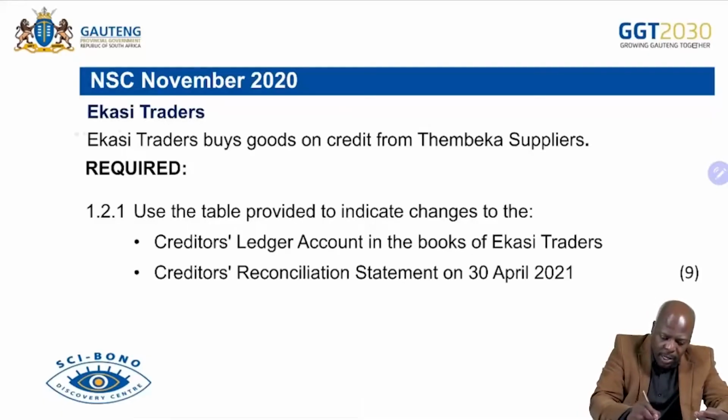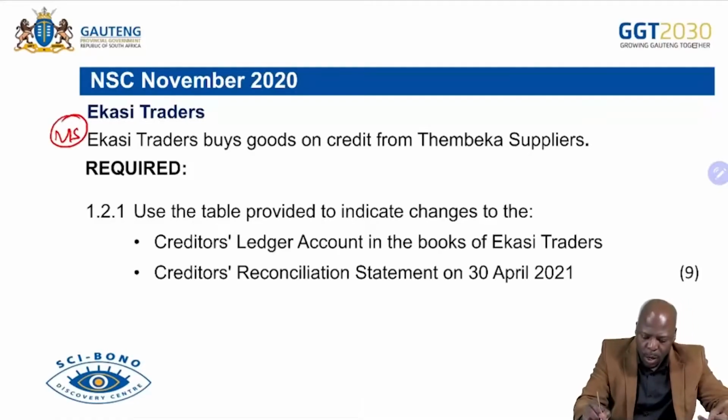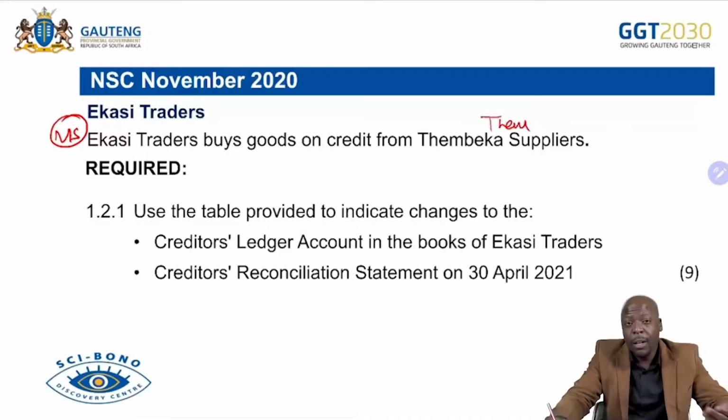So Ekasi traders, this becomes us, and then we buy goods from Tembeka suppliers, which is them. So it is us and them. Remember, us and them. We are Ekasi traders and they are Tembeka suppliers. All right. And then it says now, required.